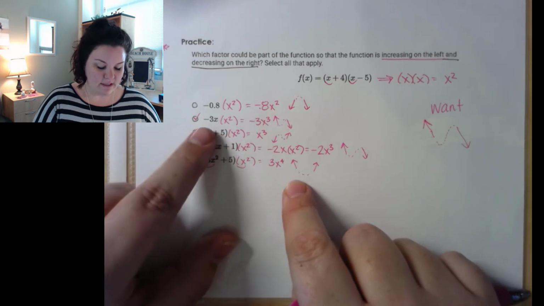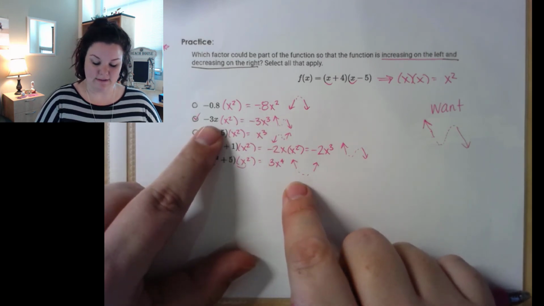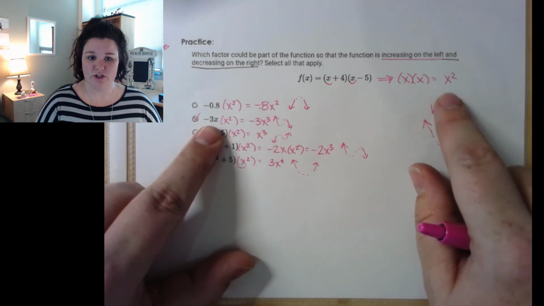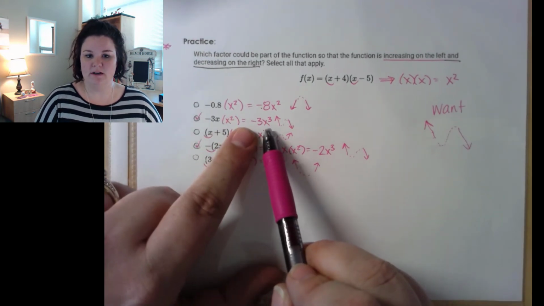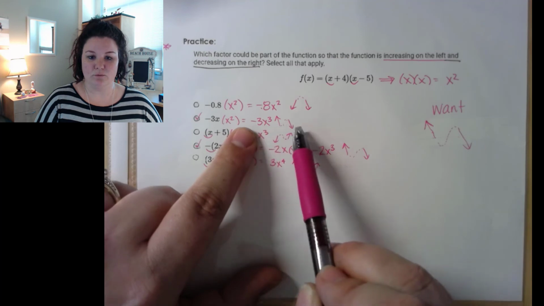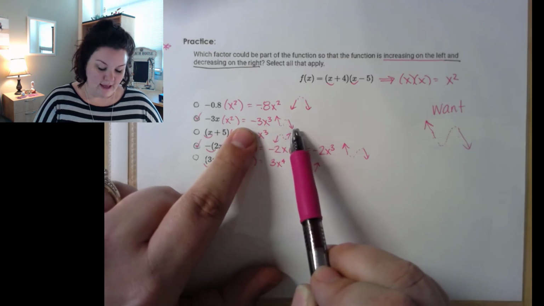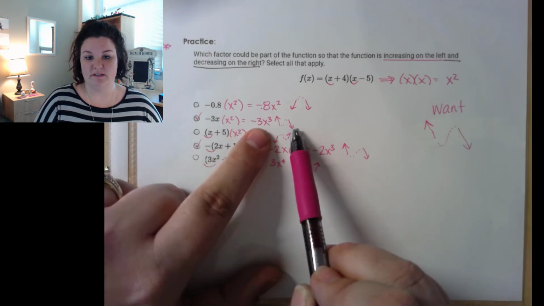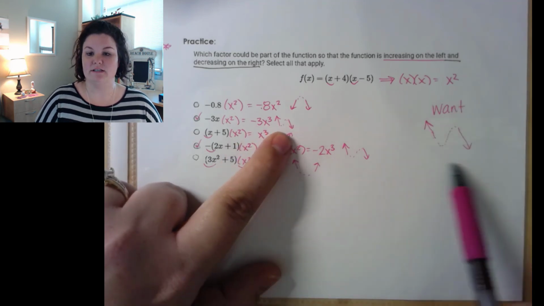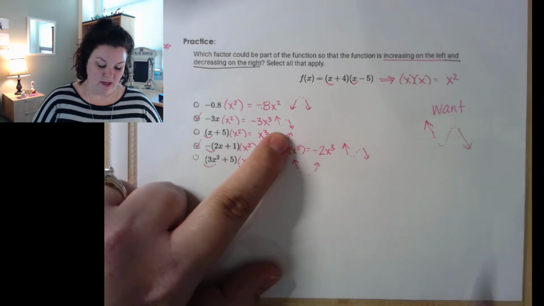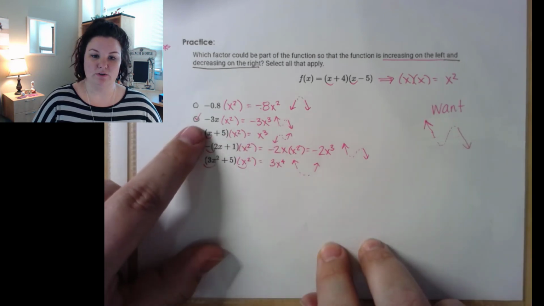Okay. On the next one, when I multiply negative 3x times the x squared of my original function, I get negative 3x cubed. The negative 3 tells me that the right side goes down, and the cube tells me that my ends are opposite. So if right's going down, left's going up. And you can see that that matches the shape that I want. So that second choice is one of my solutions.